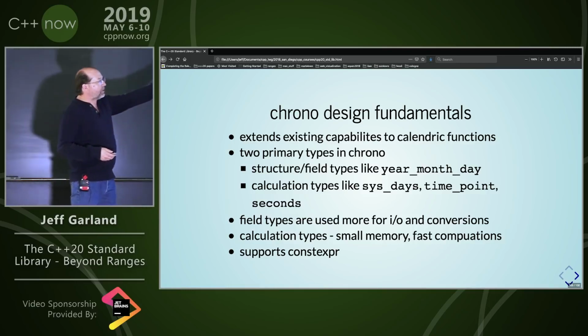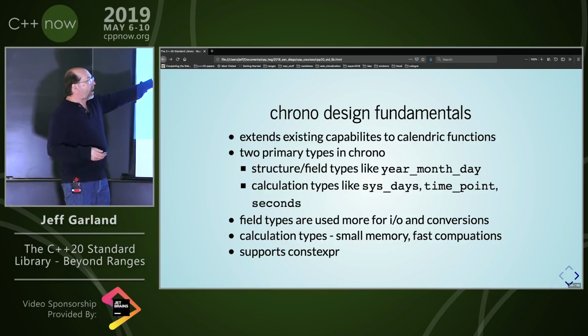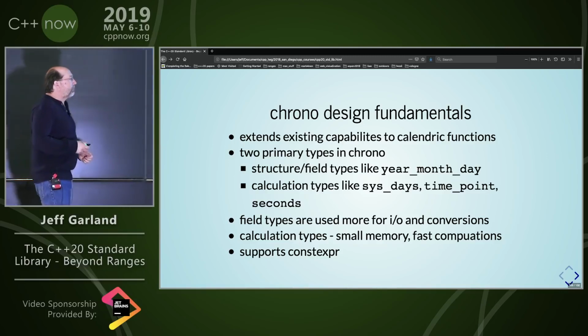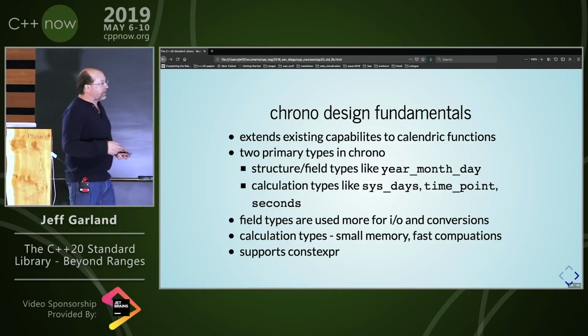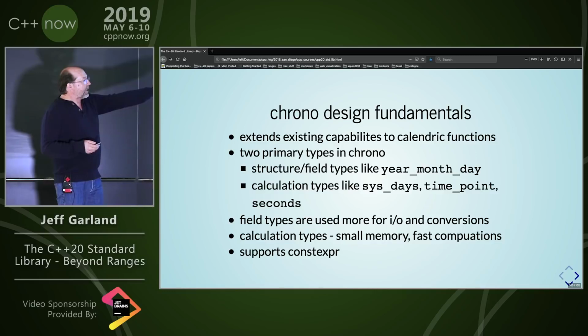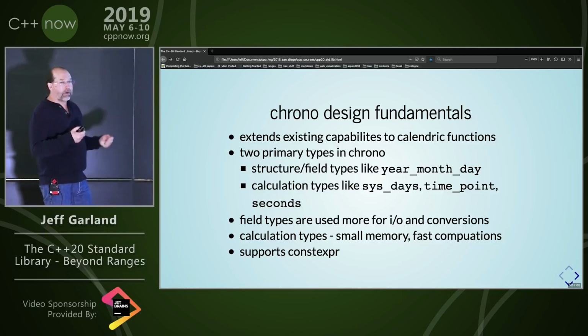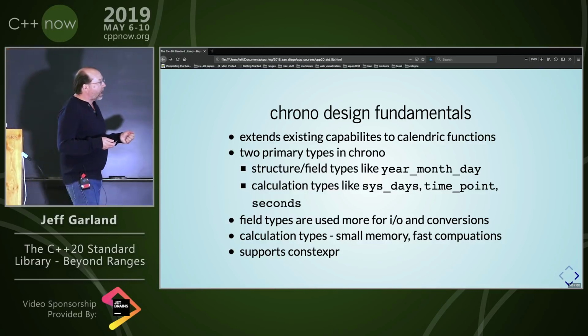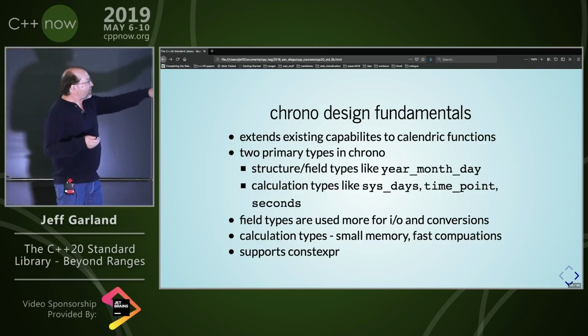And these types have a special kind of function. Mostly they don't do a lot of calculation. Mostly they're there for I/O and getting things in and out of a particular type. There are some calculation functions there. But there's the calculation types, or the serial types, I think is the way Howard puts this. Like sys_days, time_point, seconds, these are really integers usually under the hood unless you make them floating point, which you should never do, but that's another story.